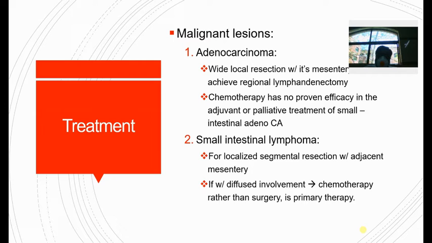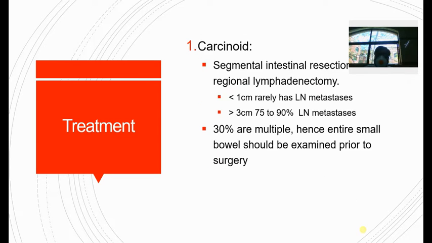For small intestinal lymphoma with a localized segmental lesion, again this is resection and anastomosis with removal of the adjacent mesentery also. If there is diffuse involvement, then chemotherapy has a good role, but there is no role of radiotherapy in small gut lymphomas. The third variety is carcinoid, and the treatment of carcinoid, again, is a segmental intestinal resection with regional lymphadenectomy.